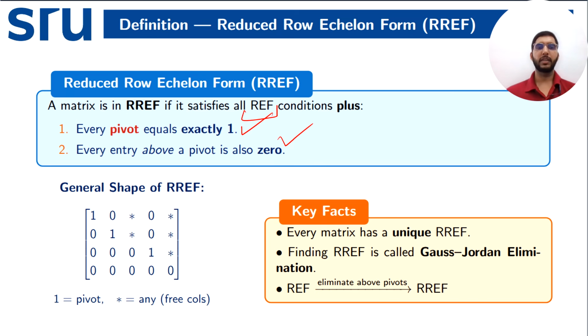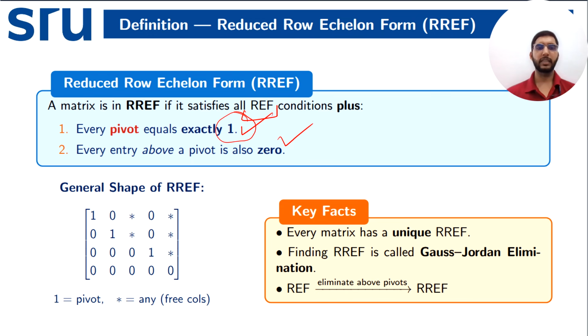First condition is each pivot must be equal to 1. If it is not 1, we need to make it 1 by applying suitable row operations. Next, every entry above and below each pivot must be 0. I mean every entry above and below each pivot must be 0. This means the pivot columns basically look exactly like the columns of the identity matrix.